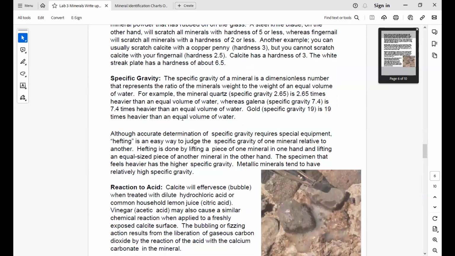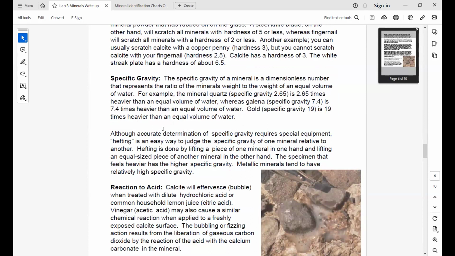Okay, specific gravity, that is the weight of a particular volume of a mineral, like 1 cubic centimeter, compared to what the weight of water would be for that volume. There's no way I'm going to make you do that. You probably don't have the scales to be able to do that at home.